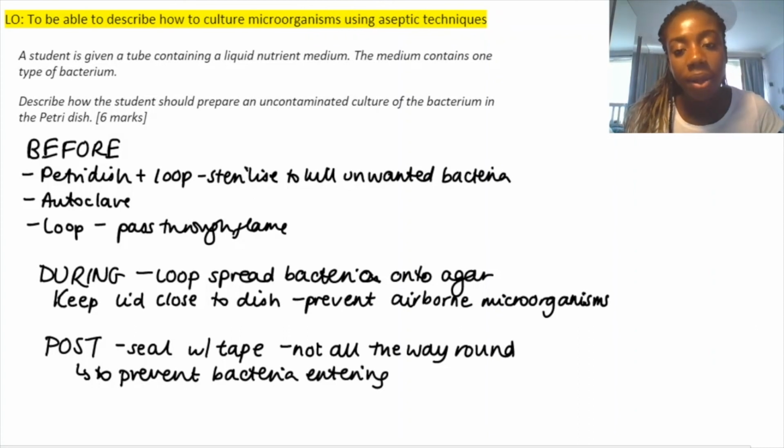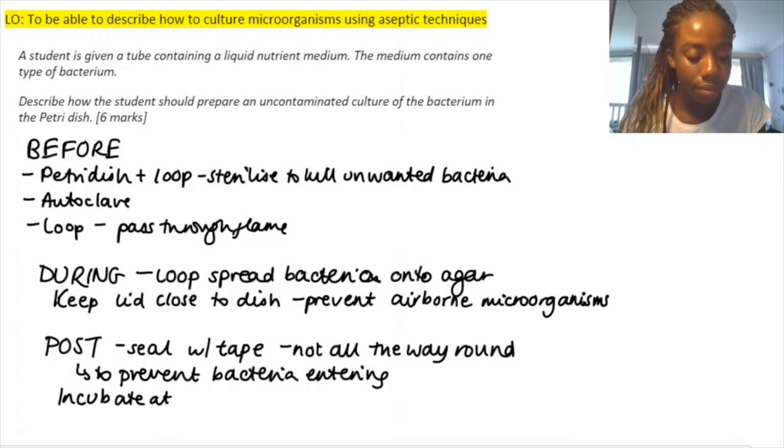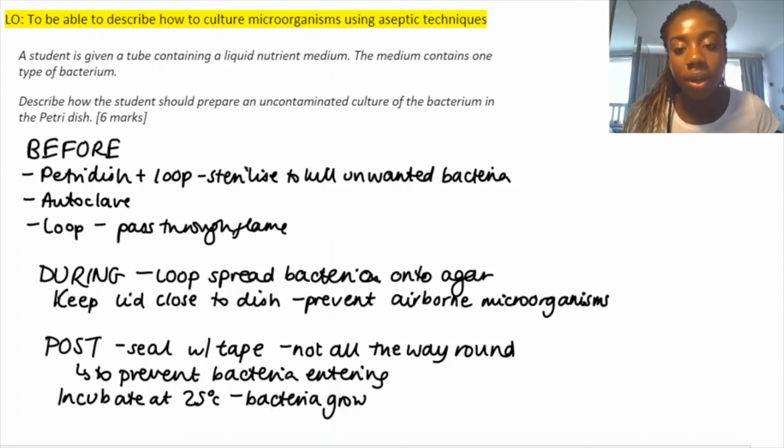And finally, we're going to incubate our sample at 25 degrees. We pick this temperature, first of all, so that our bacteria can grow. And then also, obviously, to avoid more harmful bacteria from growing at a higher temperature. And with all of those points, you can get well over 6 marks, and then pick which ones you can remember and explain why you're doing them as well.